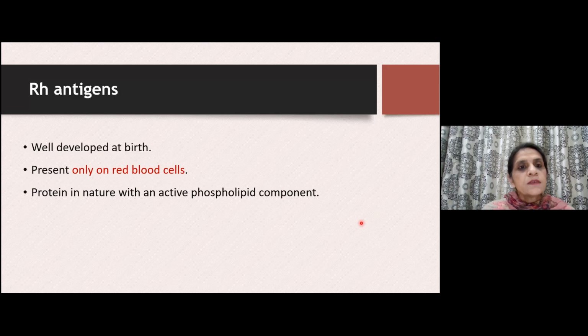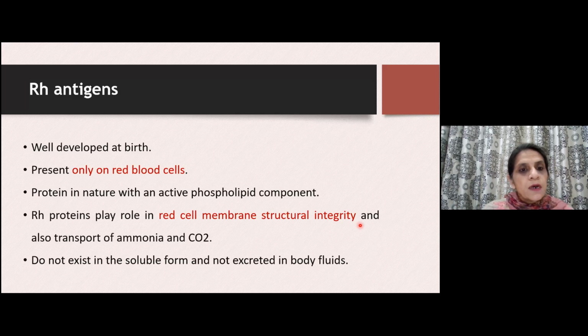The Rh antigens are well developed at birth, unlike the ABO antigens, and they are present only on the red blood cells. They are protein in nature with an active phospholipid component. And Rh proteins play a role in red cell membrane structural integrity and also transport of ammonia and carbon dioxide. They do not exist in a soluble form, and they are not excreted in the body fluids.